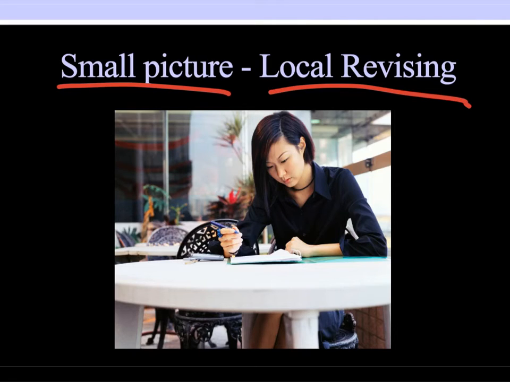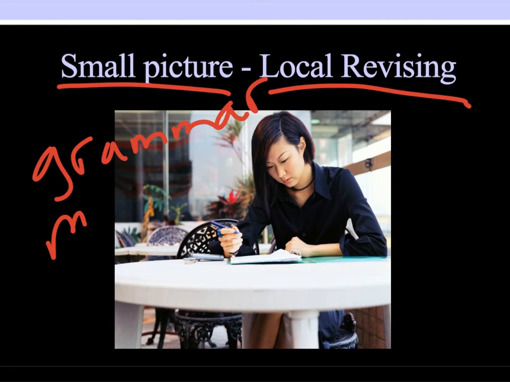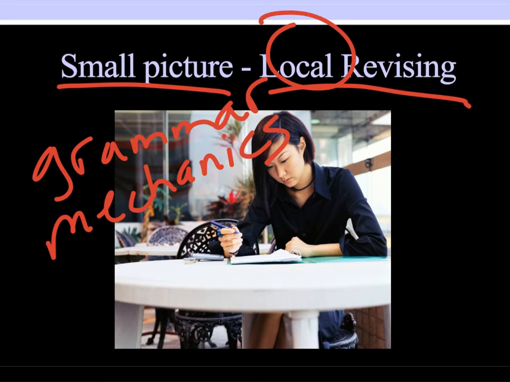Did you think about things like grammar and mechanics? These are just two aspects of your essay you can look at for local revising. Check all your punctuation and spelling. Make sure you don't have any run-on sentences or fragments. See if all your pronouns agree with their antecedents. Double check your MLA formatting.